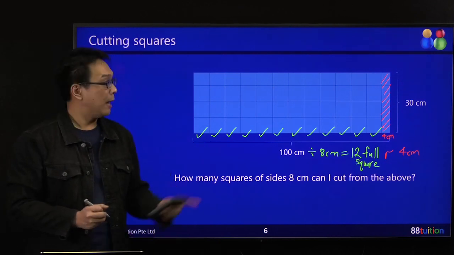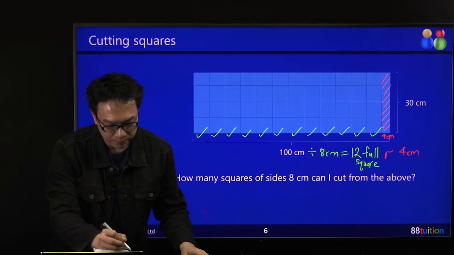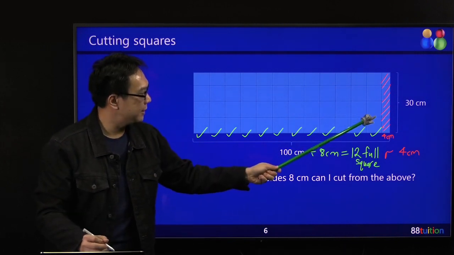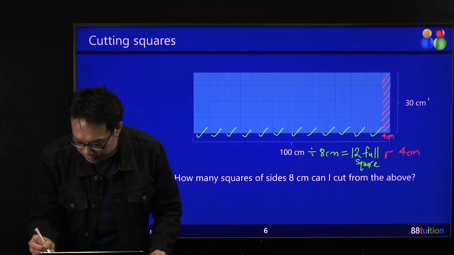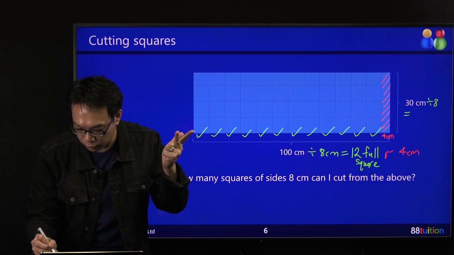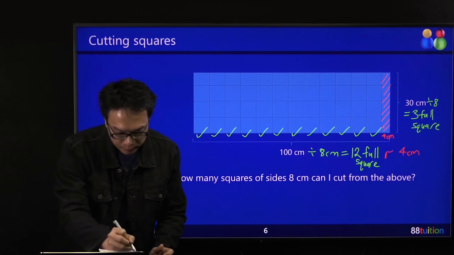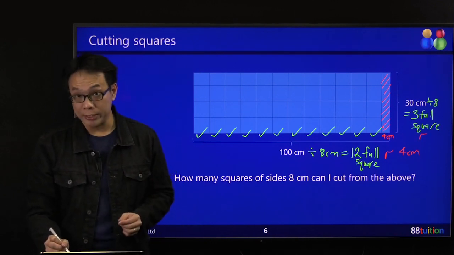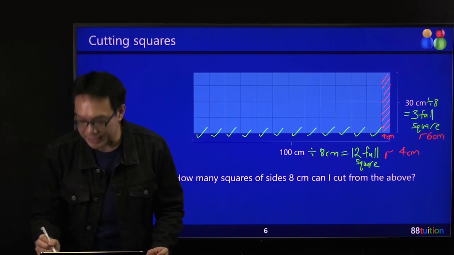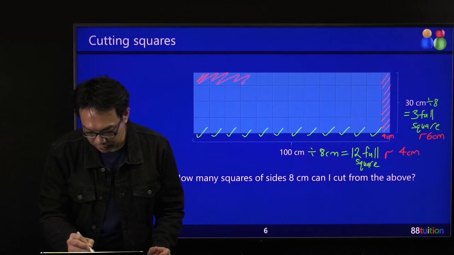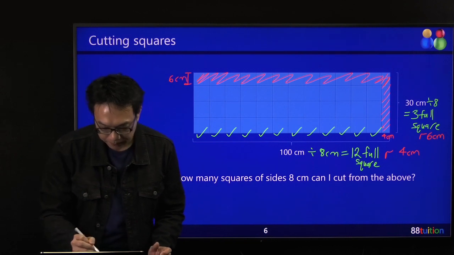How about here? The breadth, 30 centimeters. One is 8, this is also 8, this is also 8. This one is not 8. So how many do you have? 30 cm divided by 8: 8, 16, 24. 3 full squares. And the remainder: 3 times 8 is 24, so 30 cm minus 24 will give you 6 centimeters that is wasted. This part is 6 centimeters. Are you clear what is happening?